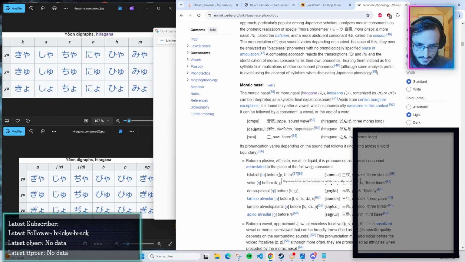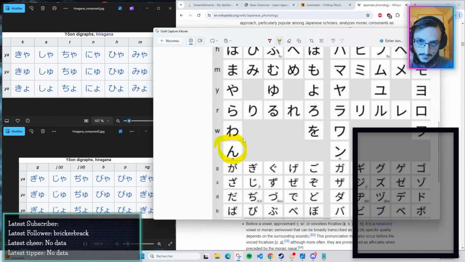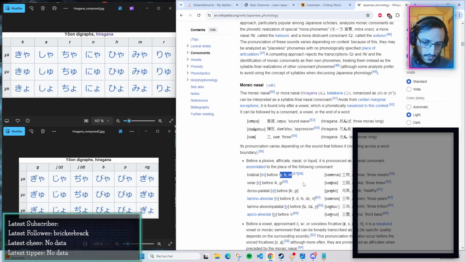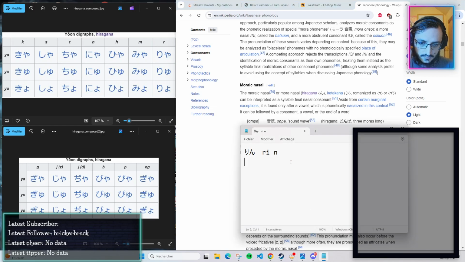Yeah. So before a P, a B, and an M, you change the N into an M sound. M. So for example, a very well-known word, which is kampai, which is written this way in the Romanized way: ka n pa i.